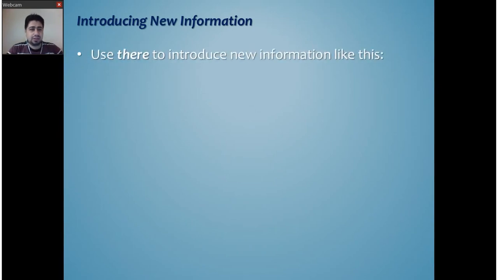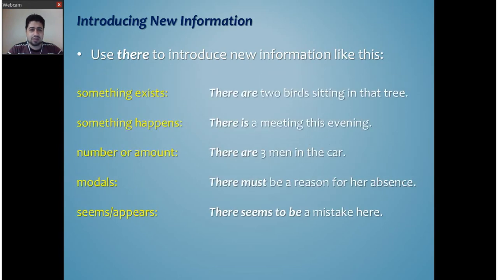Let's get started. So, mainly we use them in order to introduce new information. This is done like this. Let me start with the word "there". Here are some examples. There are two birds sitting in the tree. This is to show that something really exists. So the two birds are there.